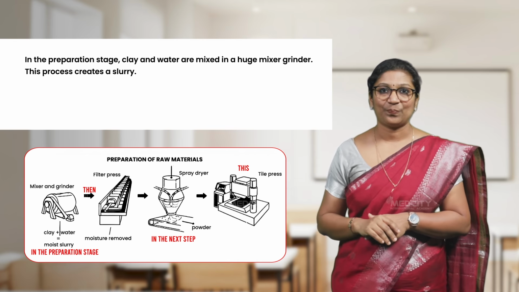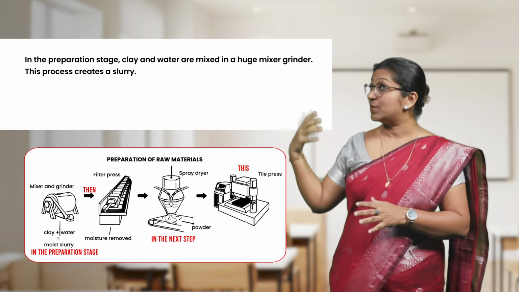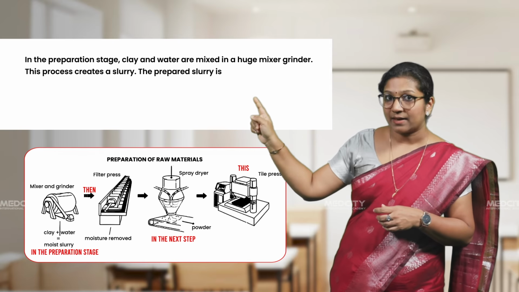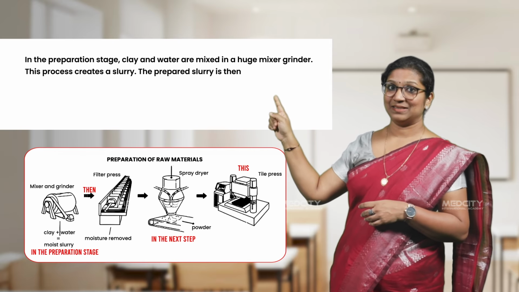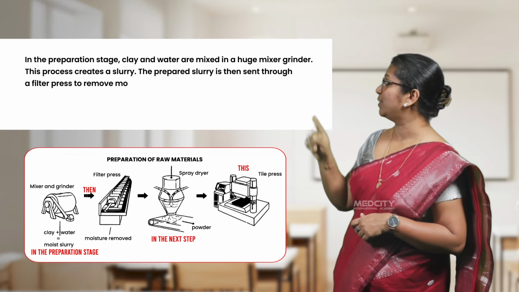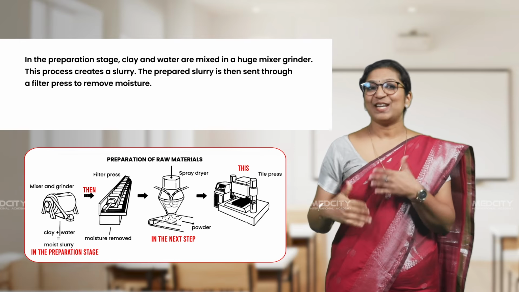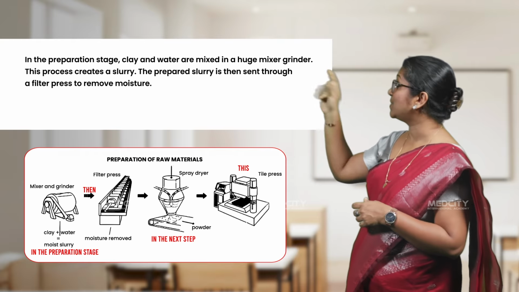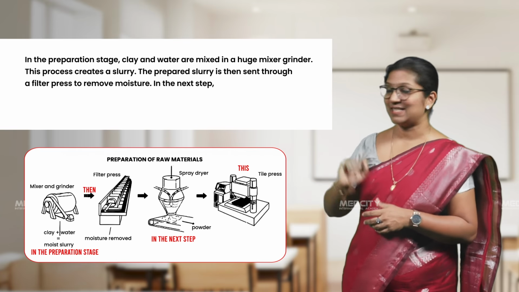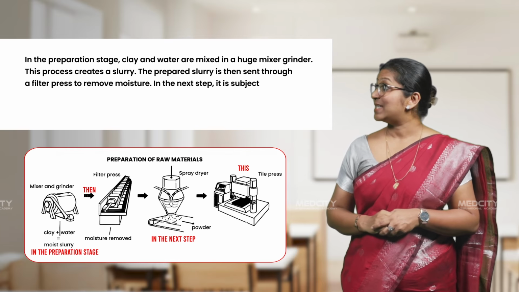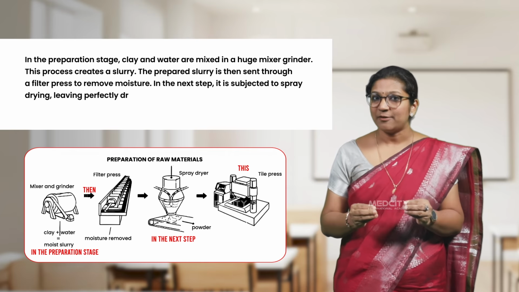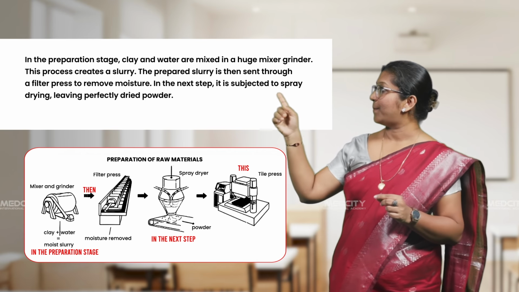Full stop. Now I'm connecting it to the previous step to explain the next stage, okay? The prepared slurry is then sent through a filter press to remove moisture. Then I move on to the next step. So what word have I used? In the next step. In the next step, it is subjected to spray drying, leaving perfectly dried powder.